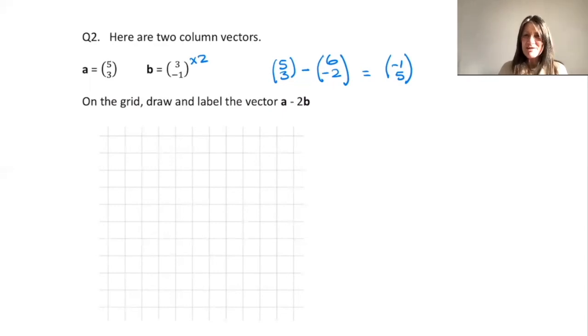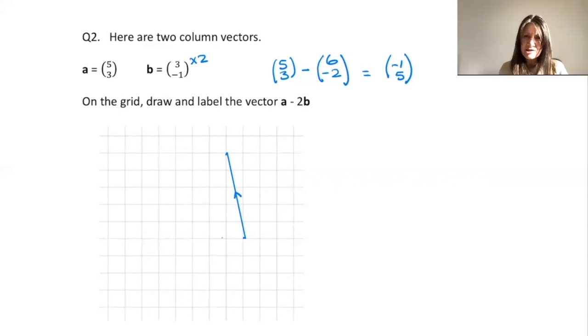Yeah, so the resultant vector that we get is minus 1, 5. So that is the vector that we have to draw. So we're going to be going back 1 and up 5. So I'm going to work a little bit further down here. So that's my starting point. Go back 1 and 1, 2, 3, 4, up 5. And then we draw that in. So up we go. And remember that arrow is really, really important.